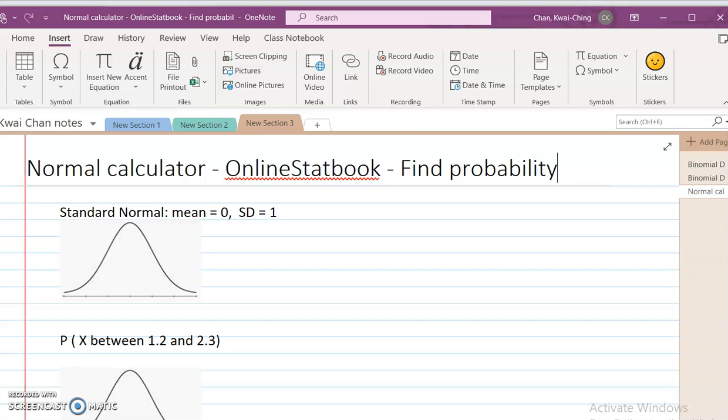Probability is equal to relative frequency, which is also equal to percentage. So after you find a probability, you can convert it into a percentage. You can convert it into a relative frequency also.